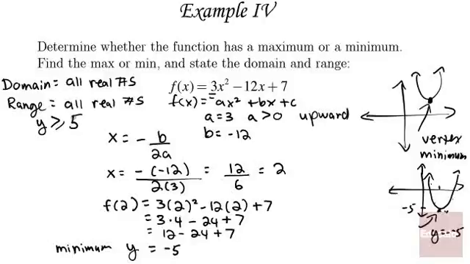The domain is all real numbers. The range is more restricted. It's all real numbers greater than or equal to -5.